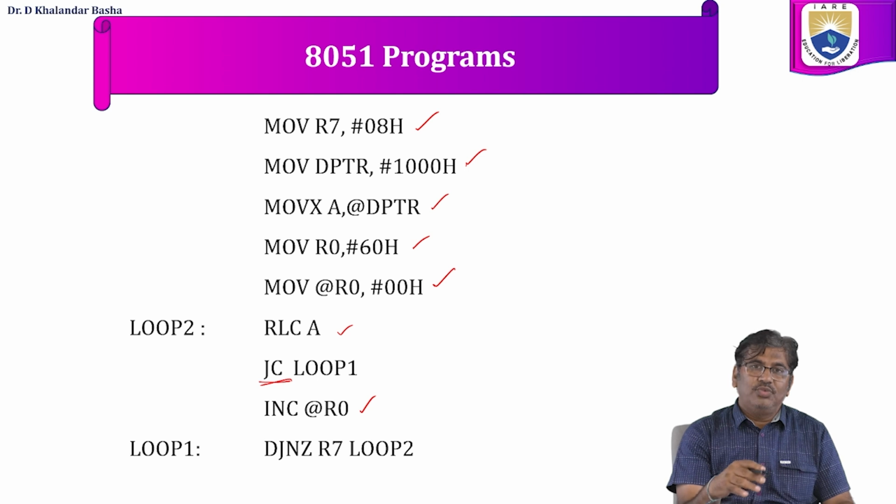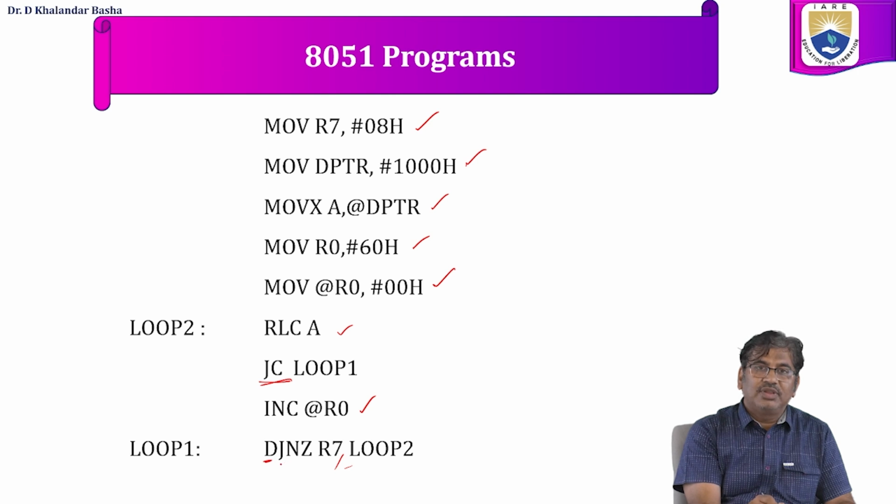So this loop has to be iterated until R7 is equivalent to 0. So for every iteration, decrement. If it is non-zero, go to loop 2. Again, shift the contents and check the carry flag. So this will be iterated 8 times. Once all 8 times are done, the count of how many bits are 0 is updated in the 60H location, indirectly with the R0 register. So later we can terminate the program by using the HLT instruction.